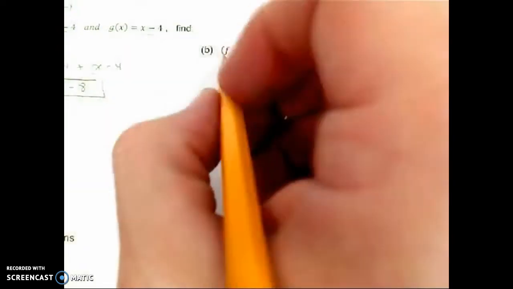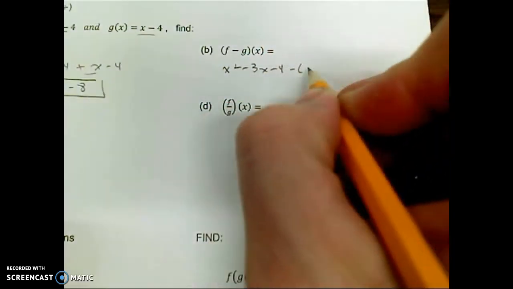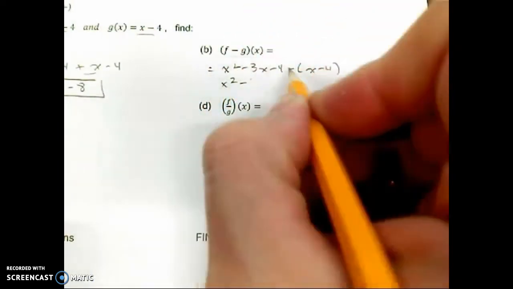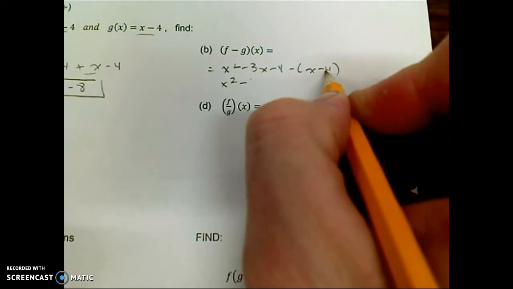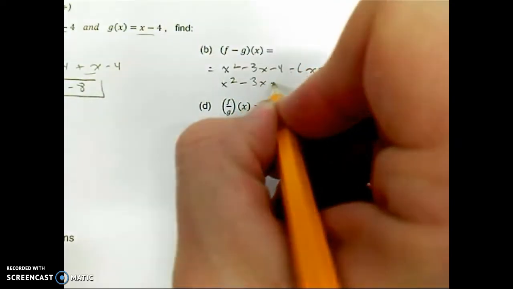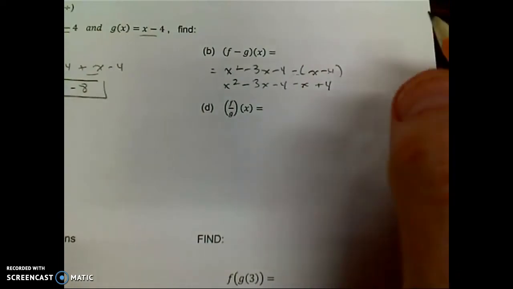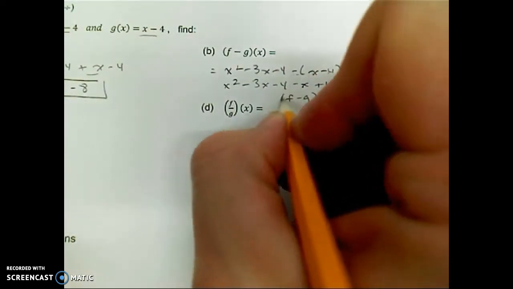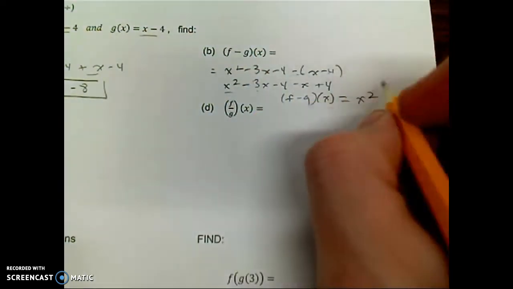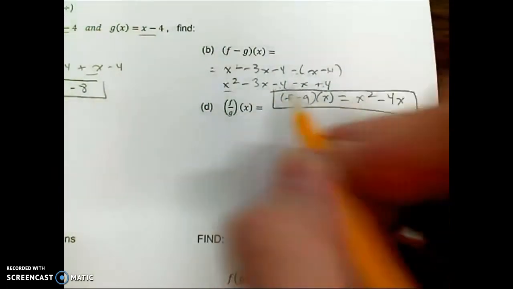F minus g of x. So now we're going to subtract the two. X squared minus 3x minus 4, and then subtracting x minus 4. So remember what happens here, I'm going to change every sign in the second polynomial, and then change this sign. I'm going to add those. So x squared minus 3x minus 4. So distributing the negative now, minus x plus 4. So f minus g of x is going to be equal to x squared, minus 3x minus x, so that's minus 4x, and then minus 4 plus 4. Those sum to 0. They're opposites.